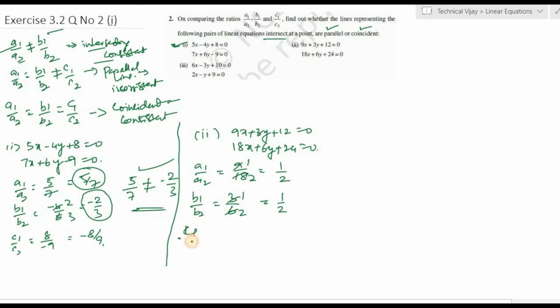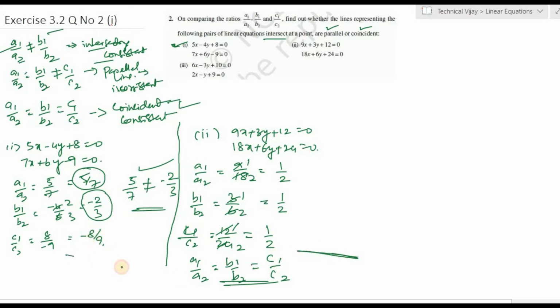So we will see the third one. c1 by c2 is equal to 12 divided by 24. This is also 12 ones are 12, 12 twos are 24. So here it is 1 by 2. So the third condition is satisfied, that is a1 by a2 is equal to b1 by b2, which is also equal to c1 by c2. If this condition is satisfied, it means the lines are coincident and have infinitely many solutions, that is, one line lies above the other.